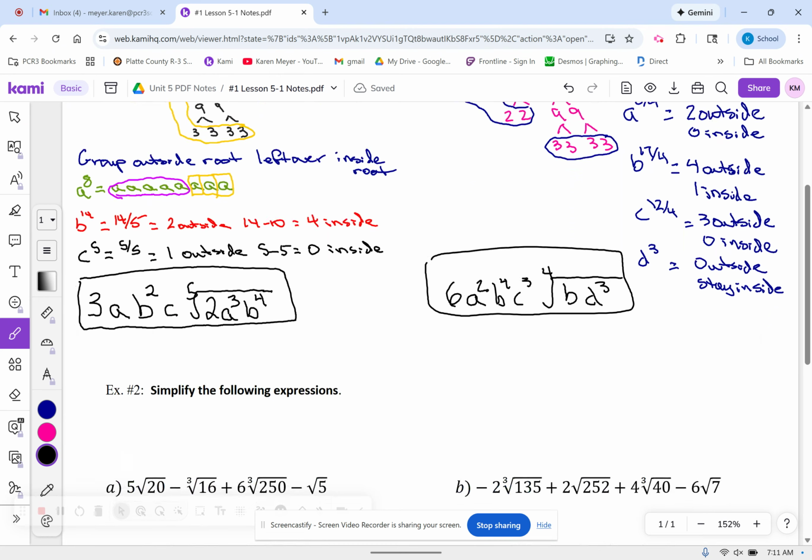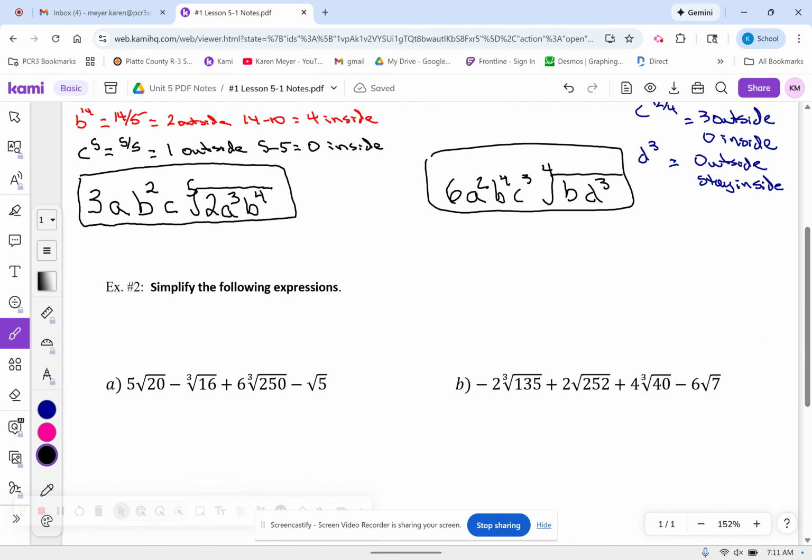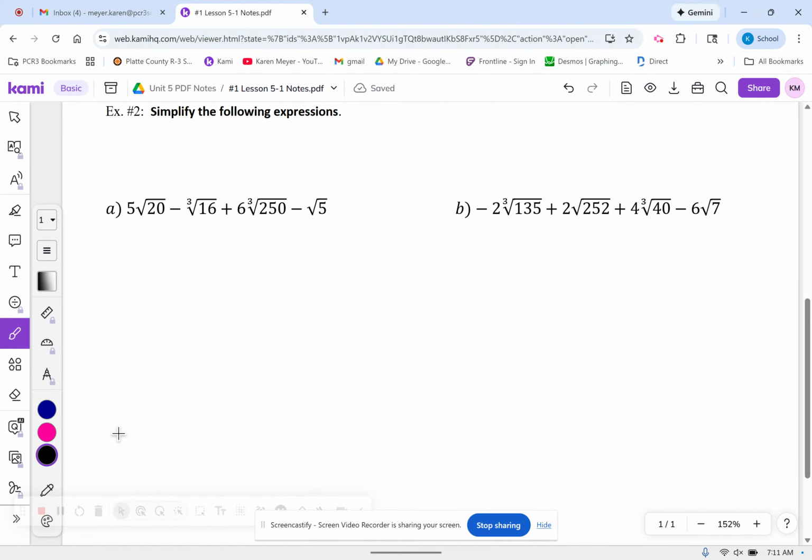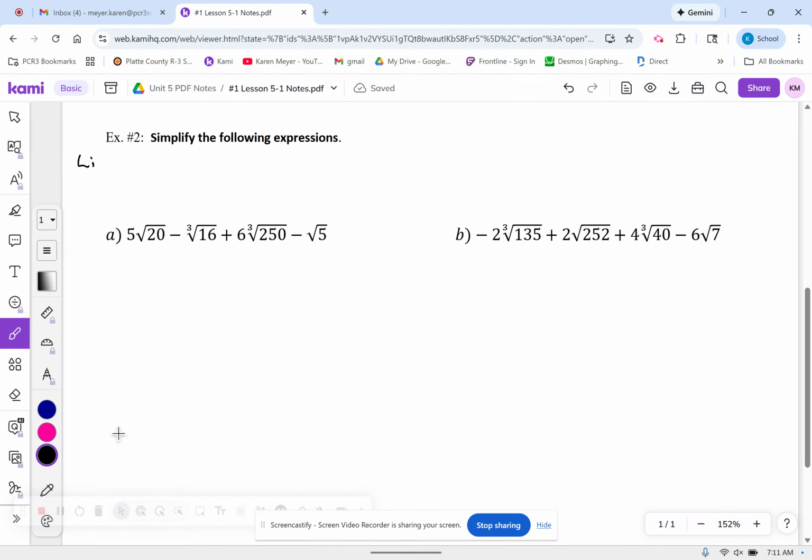Okay, so now let's go to simplifying that we have adding and subtracting. Now, the first thing you have to know before we jump into these is what is considered a like term when you're talking about roots. So it's kind of like a twofold thing. 2 things have to be true.